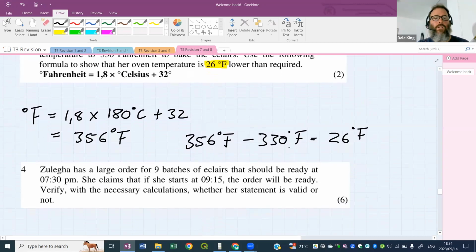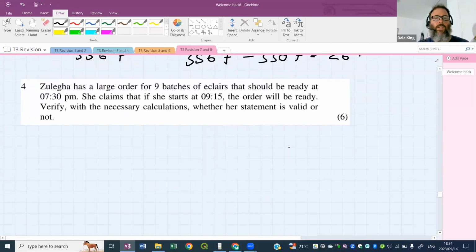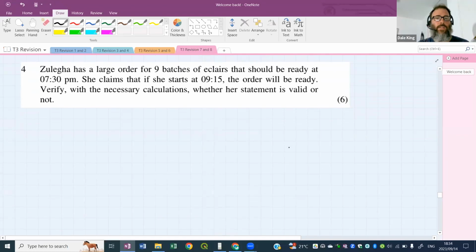All right, what else have they got? This is not too bad. 6 marks. Whoa, does that mean it's difficult? When you see a 6-mark question, hey, does that mean it's difficult?